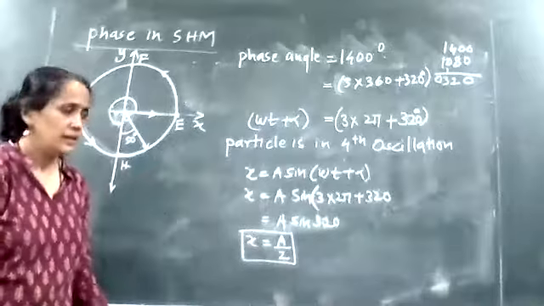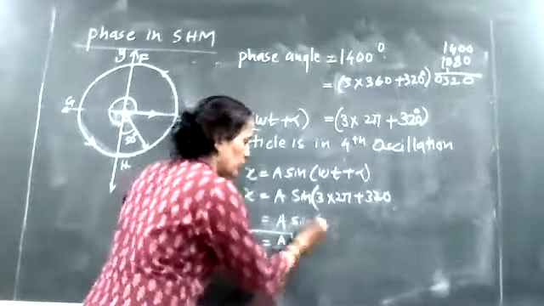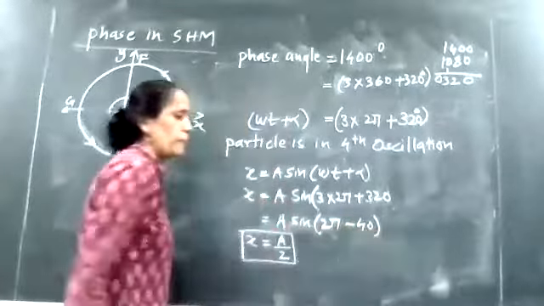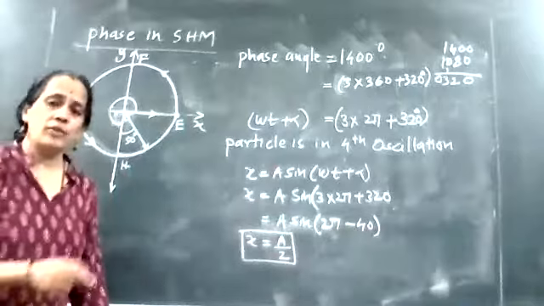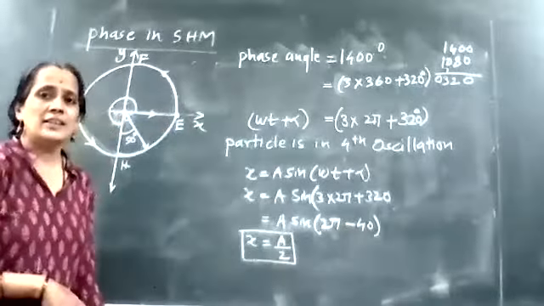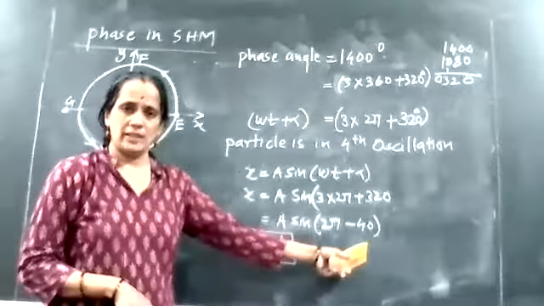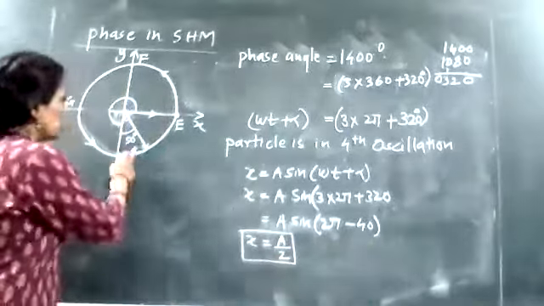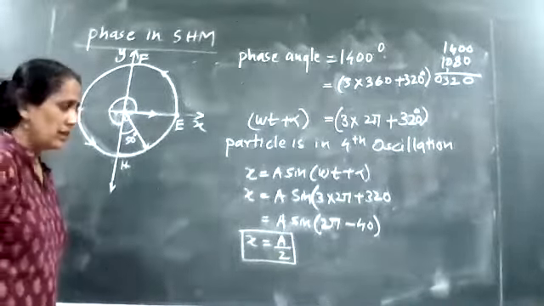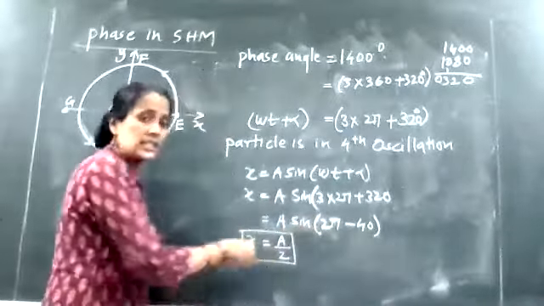Is it right? And using that we can solve. So here we can also write this as 2 pi minus 40. So sin of 2 pi minus theta can be written as sin of theta. What will come? Sin of 40. Why sin of 40? Because they are moving towards the positive extreme. So A into sin of 40, that is the displacement of the particle.